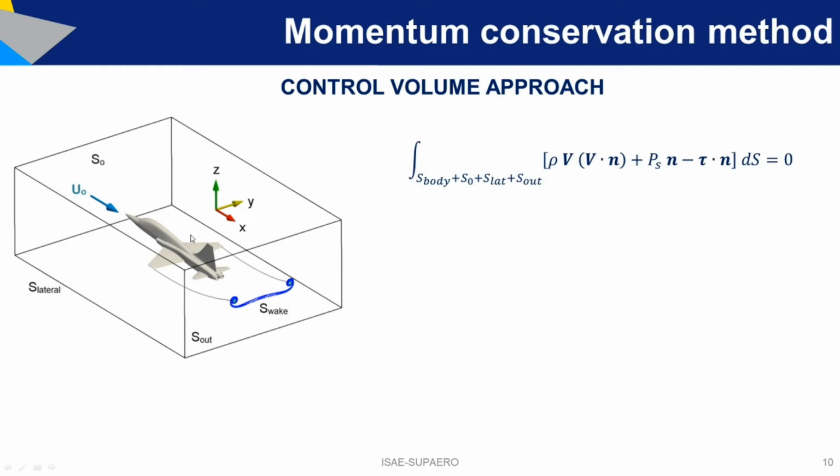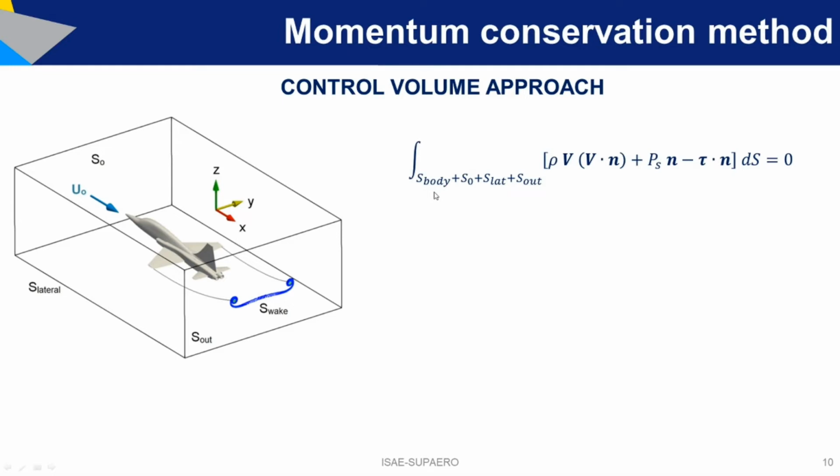And as you have seen in your aerodynamic theory, this equation, the momentum conservation equation, must be applied to all the surfaces of the control volume. That is, the external surfaces, upstream, lateral, and outlet, but also the surface acting upon the body. That is the internal surface of the control volume.